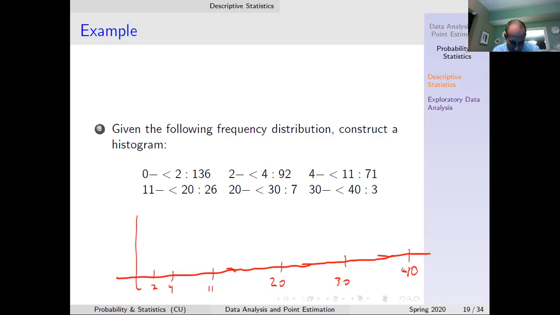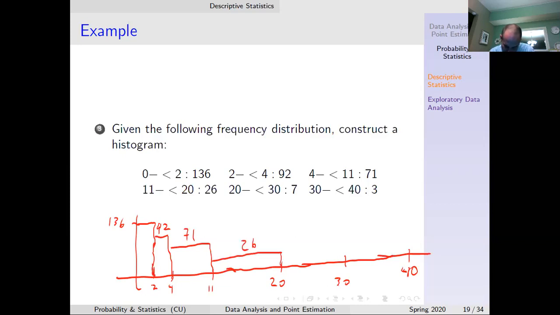Now what do we have? We have 136 in this first class, right? Right now I'm just doing the frequency. So this is 136. What about between 2 and 4? It's 92. Sometimes you'll write these numbers on top of the bars. From 4 to 11, I have 71. From 11 to 20, there's 26.